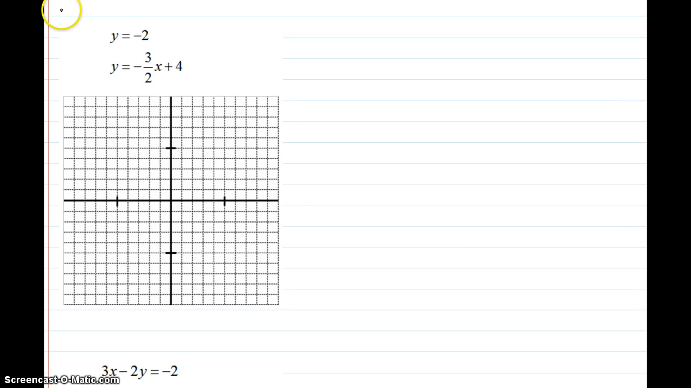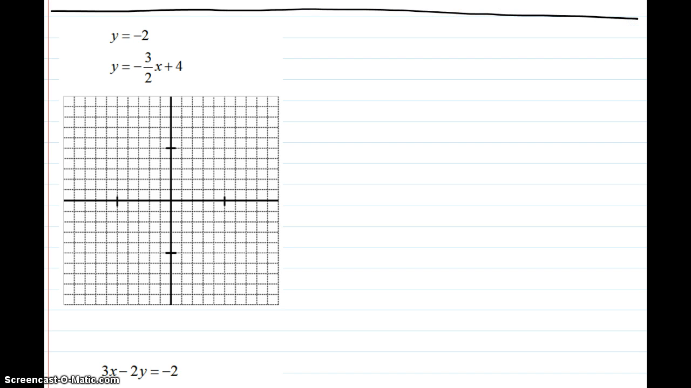Alright, let's look at another example. We're going to do the same thing. We're given these two equations in y equals mx plus b form, and so we're just going to graph them. This equation looks a little different because it just says y equals -2, and there's no x. And so this equation is really y equals 0x minus 2. And so it does have a slope. The slope is just 0.